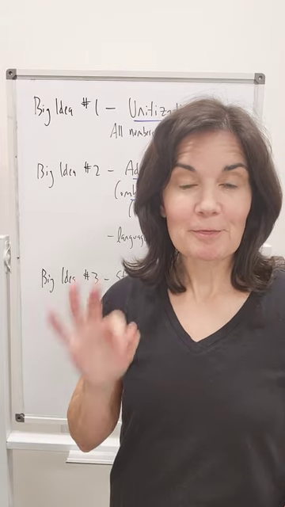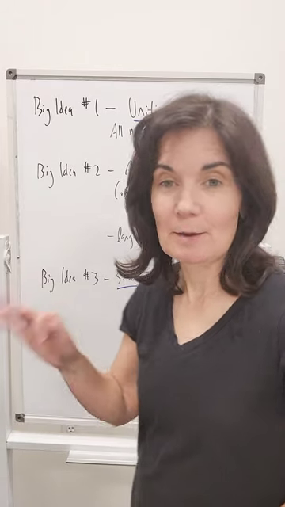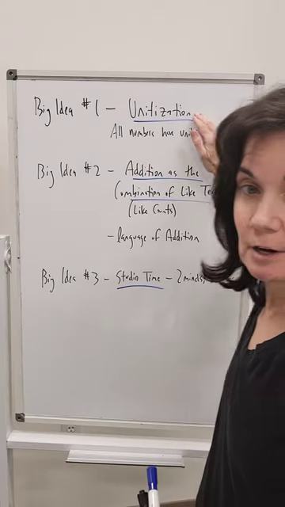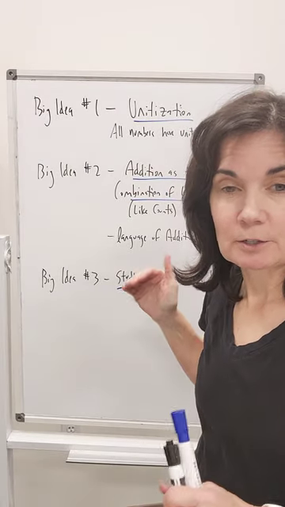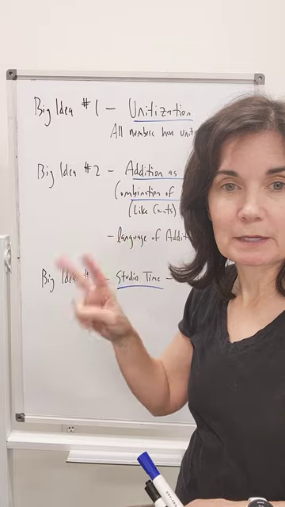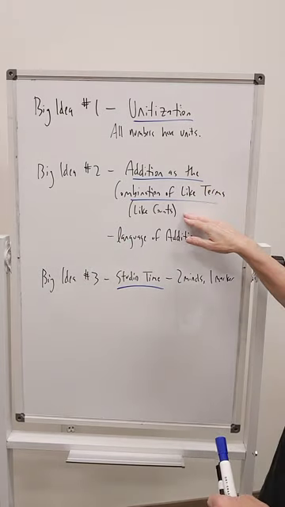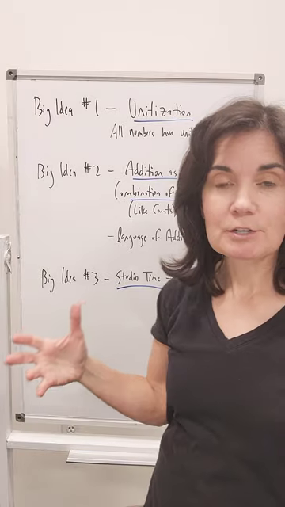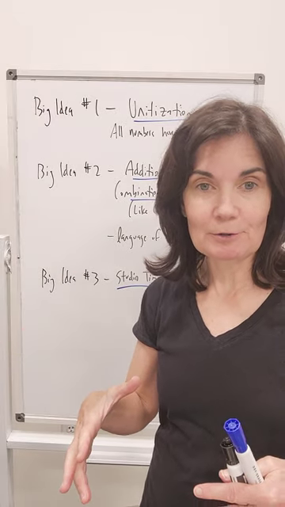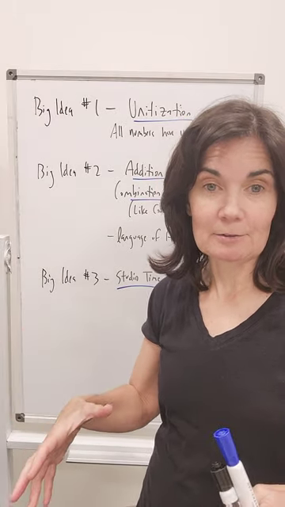Okay, so we're talking about three big ideas for today. Number one, unitization. All numbers have units. Unitization, big idea number one. Big idea number two, addition as the combination of like terms or like counts. Addition means we're combining like terms, combining like counts, okay?